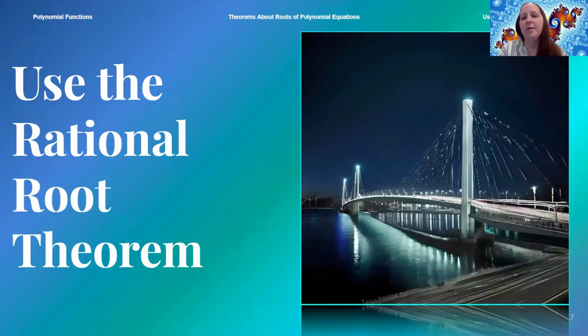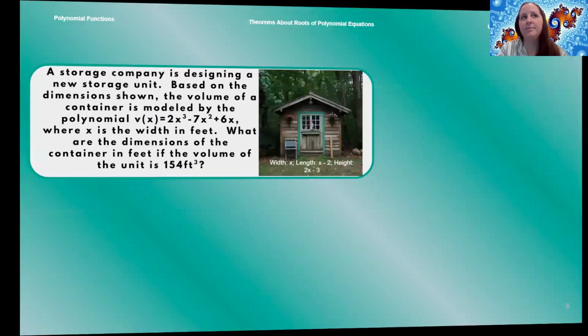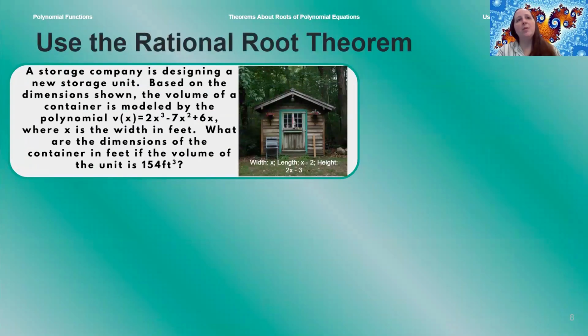Use the rational root theorem. So a storage company is designing a new storage unit based on the dimensions shown. You have a width of x, a length of x minus 2, and a height of 2x minus 3.